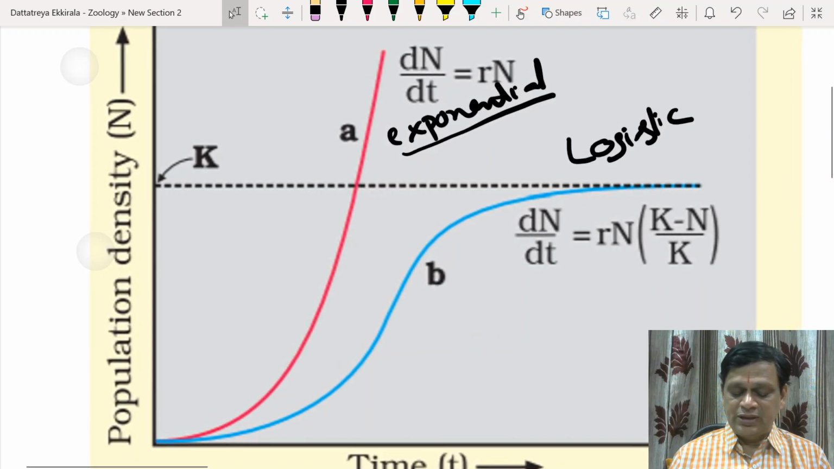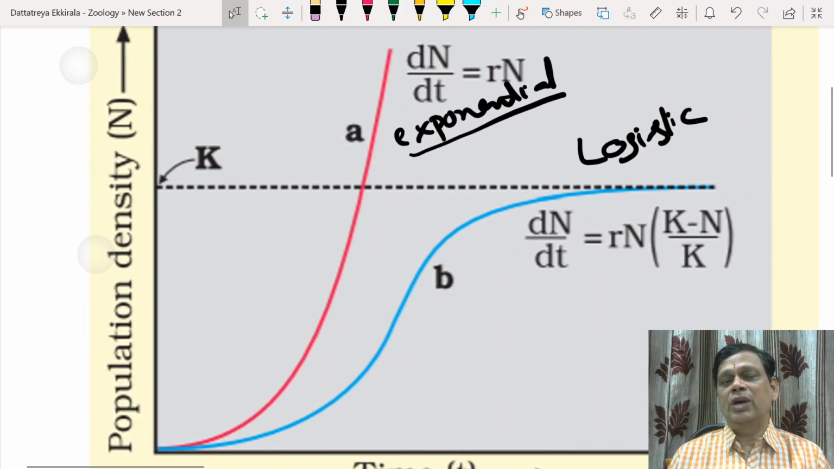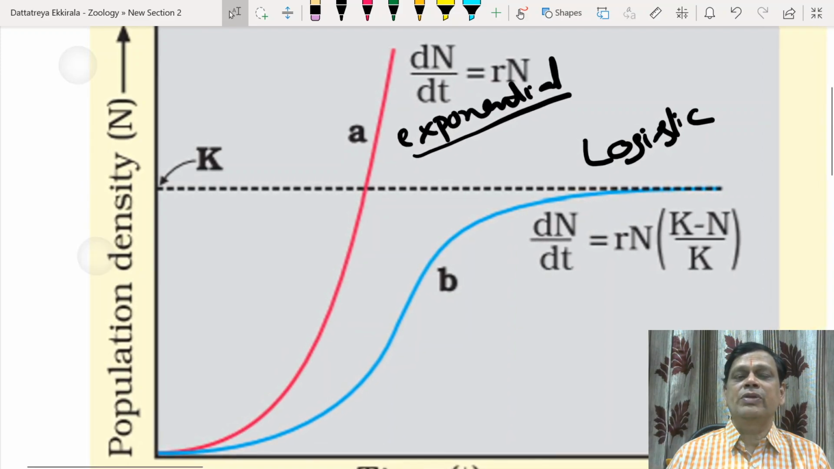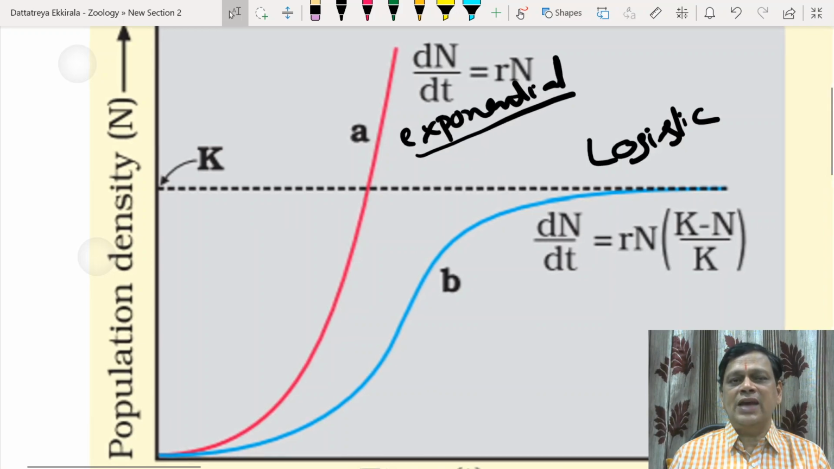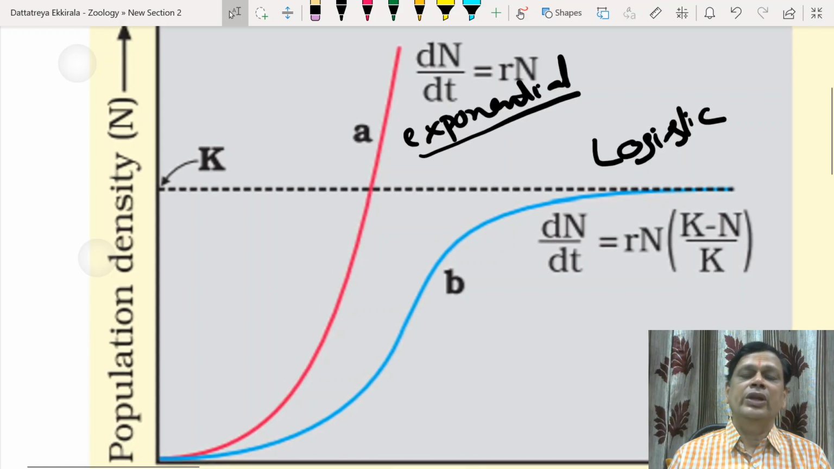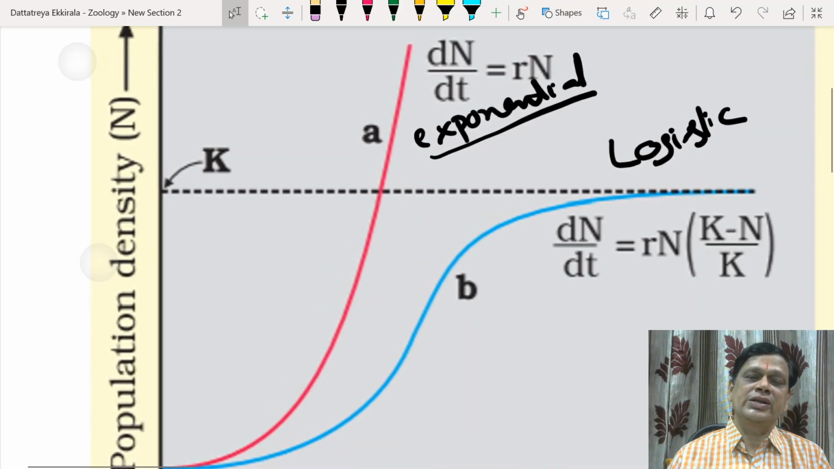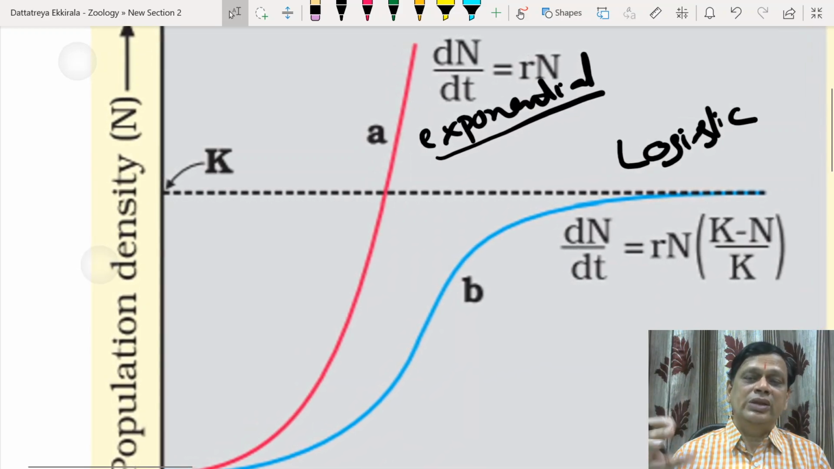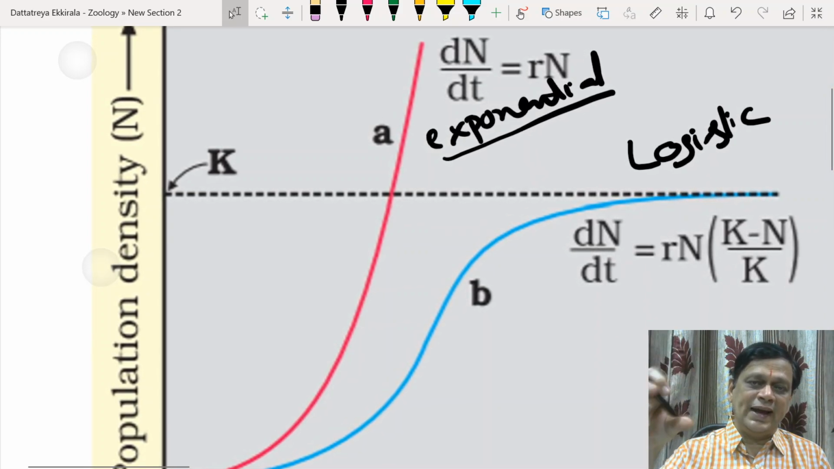So dN/dt is equal to small r N. Just the r value multiplied with N. N means the previous population number. Then for example, 0.2 is r, and the previous population number is 20. You multiply this 20 with that 0.2, then you will get how the population is increasing. So this value shows only how many members are getting added.